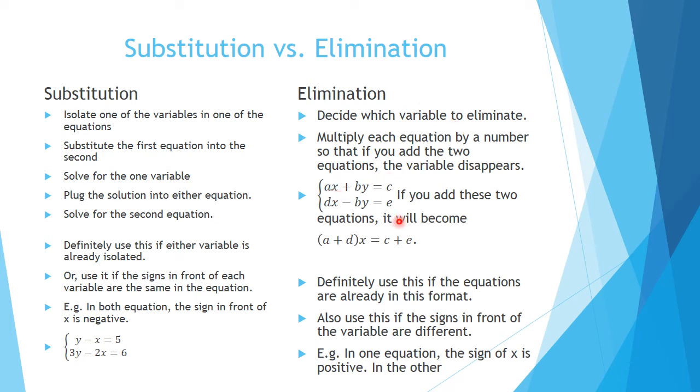Basically, you add the 2 equations, and by doing so, you eliminate one of the variables. So this is an example. If you add these 2 equations, by minus by is equal to 0. So now you only have a plus t times x is equal to c plus c. Y is gone because by minus by is 0. You can use this if the equations are already in this format.